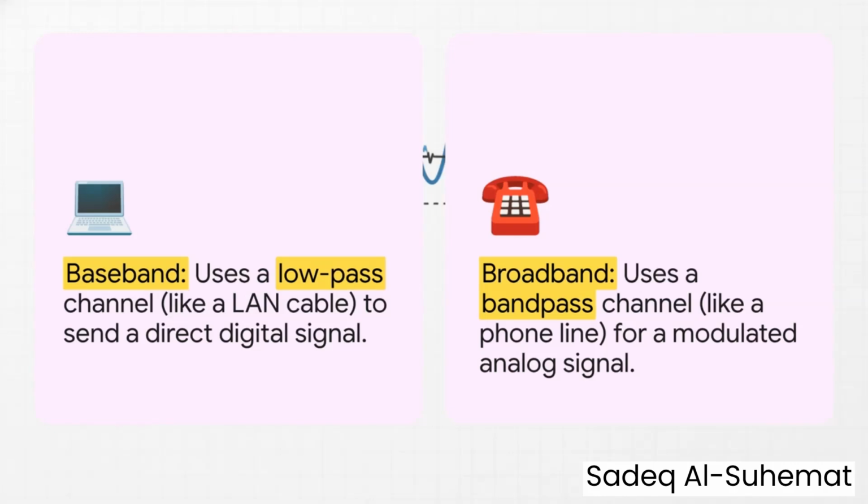So let's just put them side by side real quick to make it super clear. Baseband uses a low-pass channel for a direct digital signal. The perfect example is a wired local area network. Broadband uses a bandpass channel and has to use a modulated analog signal. The classic example there is your DSL modem pushing data through a phone line. See, 2 totally different problems leading to 2 totally different solutions.